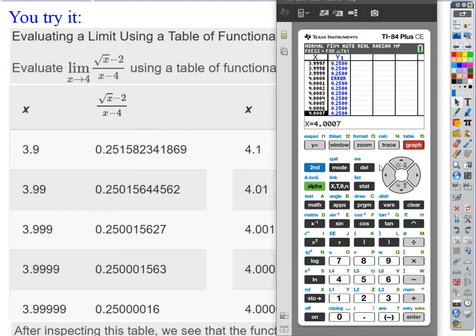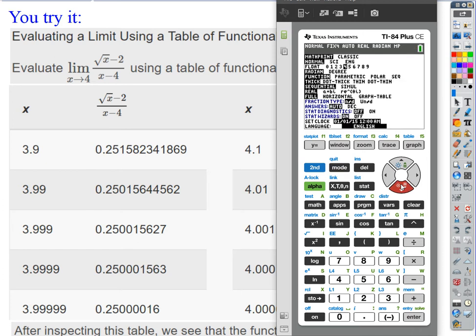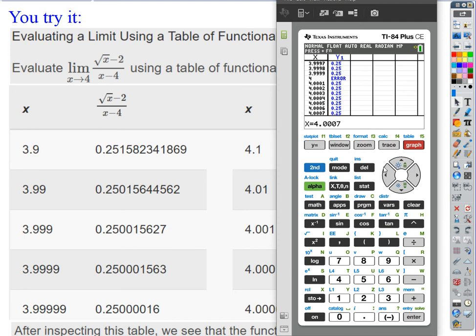Now I have the 0.25. Does that make sense? Usually, if you do that, I'd put it back. Usually you want it to be in float mode. Okay, make sense?